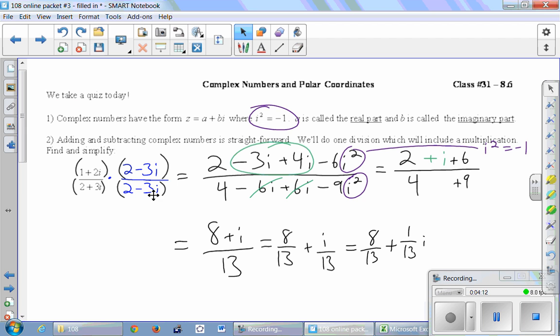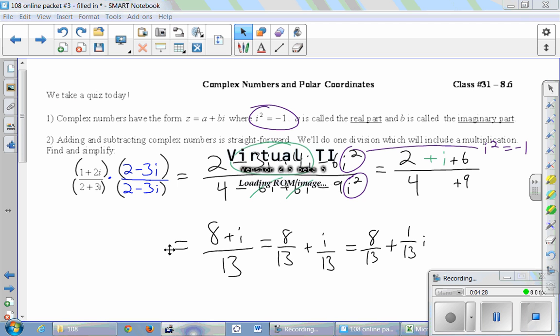So why did multiplying by 2 minus 3i work? Well, because that's the only thing that's going to give you this cancellation here in the middle, right? 2 plus 3i, 2 minus 3i gave you exactly the same 6i in the middle, 1 negative, 1 positive. So that's why that's the right thing to do.